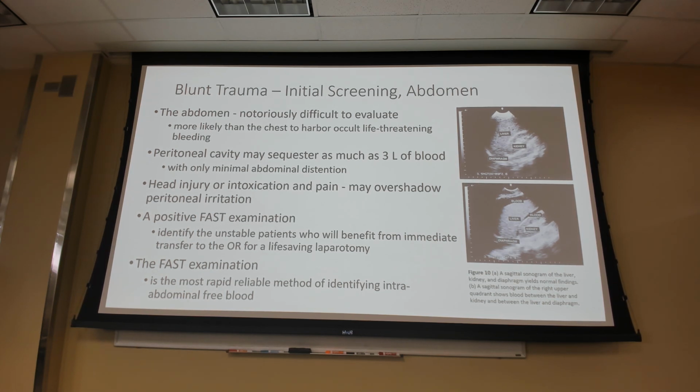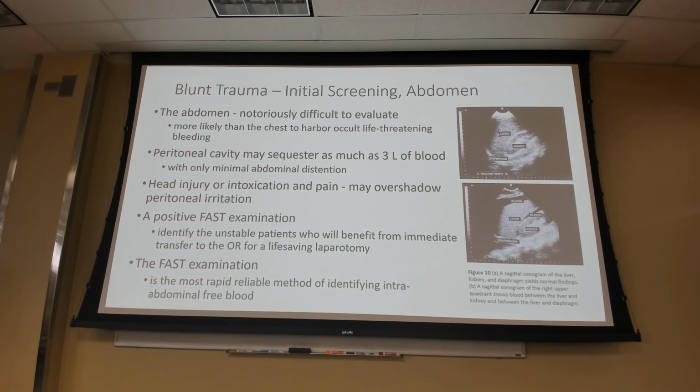Almost every one of these that's stable is going to get a CT of the abdomen and pelvis, just for further identification. Like it says on there, the peritoneal cavity can sequester 3 liters of blood. The pelvis can, some say 4 liters of blood, and that includes the retroperitoneum, usually for that bleeding.